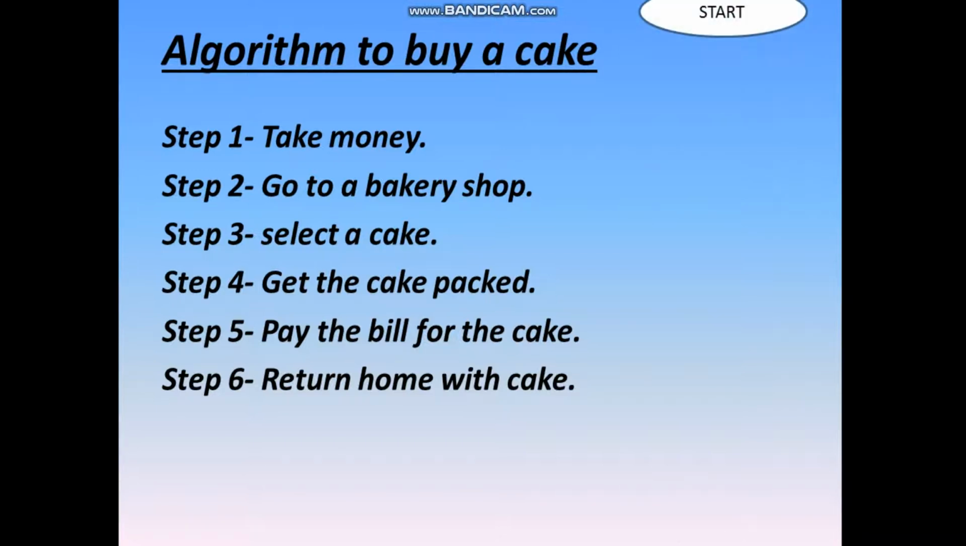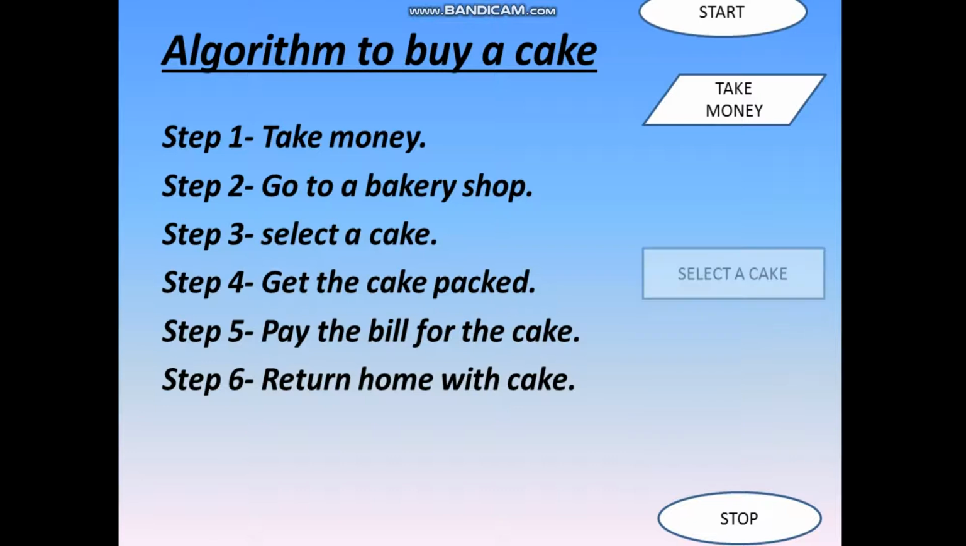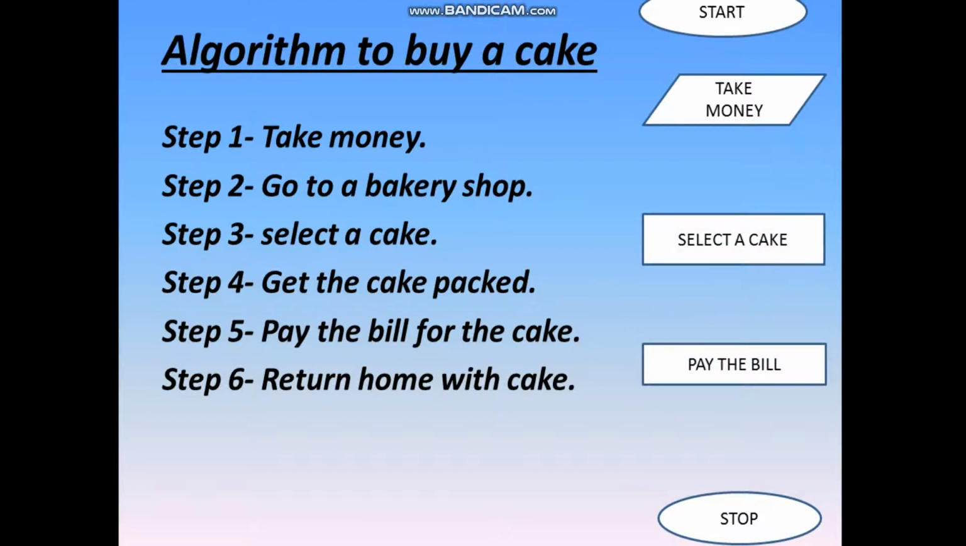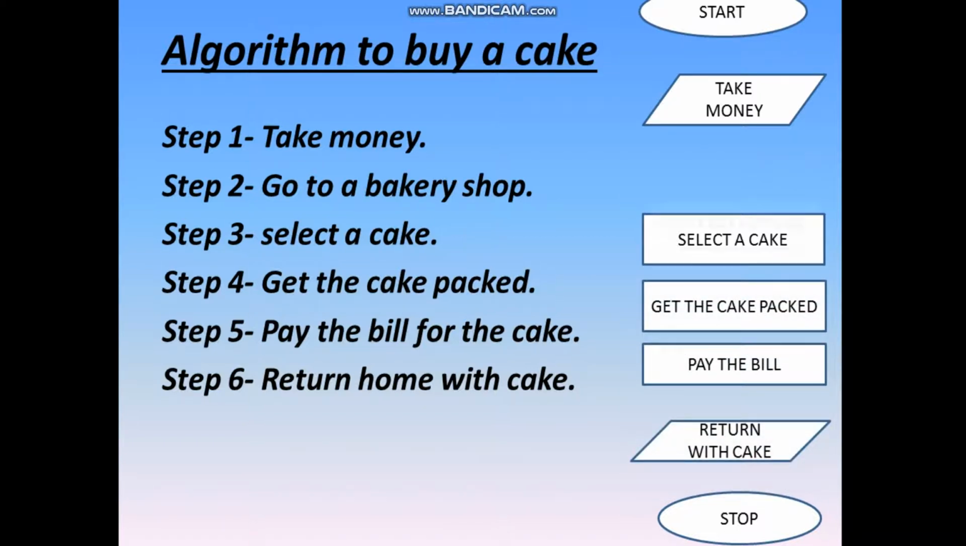We will give start, then stop, take money, then we will select a cake, then pay the bill, return the cake, get the cake packed, go to the bakery shop. Basically it will be arranged in this manner. आप उसको जैसे चाहो वैसे लिख सकते हो, बस उसको अरेंज अपने हिसाब से कर सकते हैं.